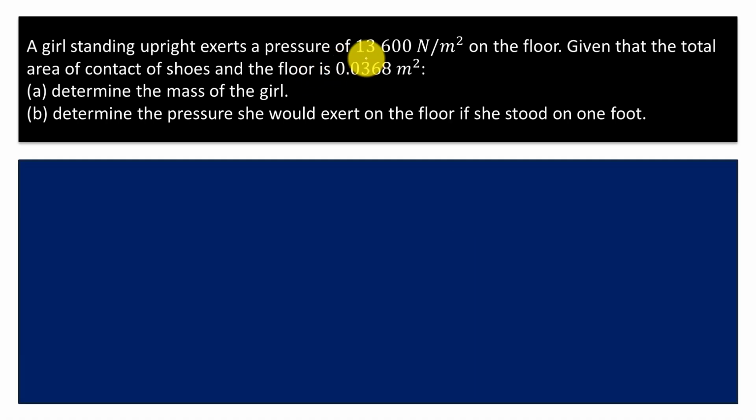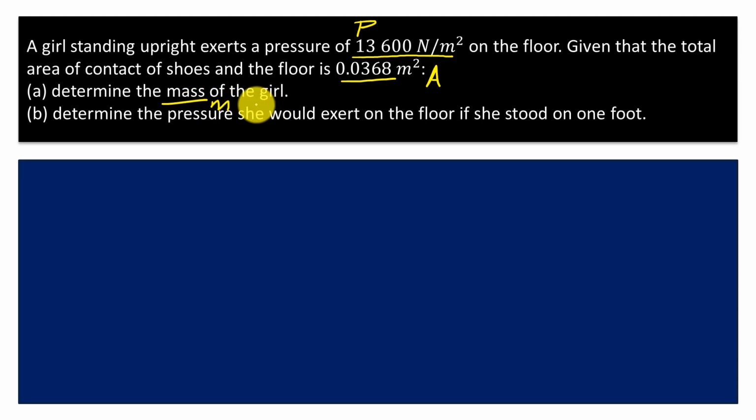So what have we been given in this question? We've been given the pressure that she exerts on the floor, and it's here. So we shall give it the symbol P as usual. And the area of contact between her shoes and the floor is this much. And we shall give it the symbol A again as usual. Now we are required to calculate the mass of the girl, M.